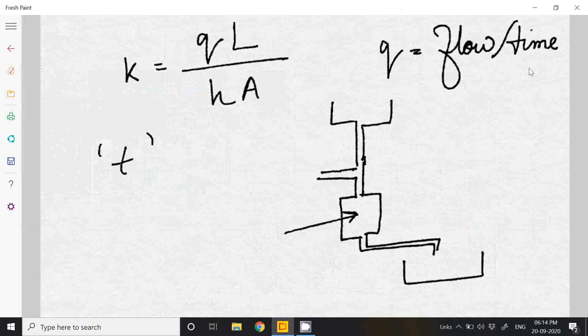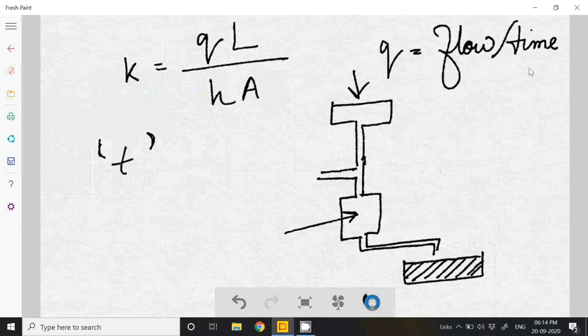This was the soil sample. From here the water is poured. So for a period of time t, when the experiment is done, the water is collected here. The amount of water collected here, I can measure.